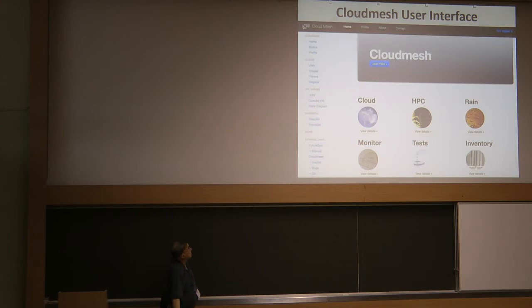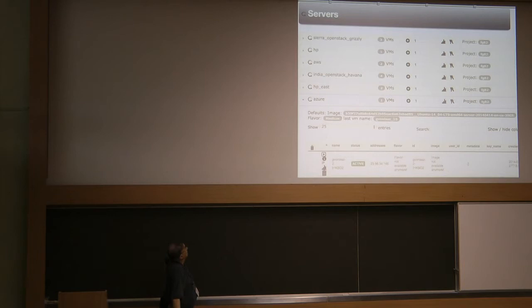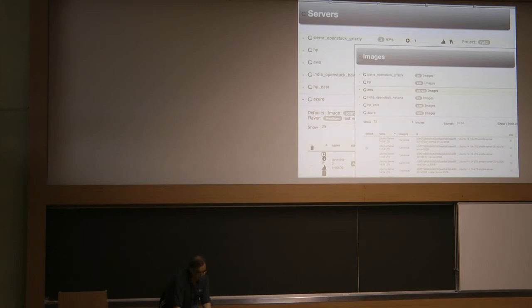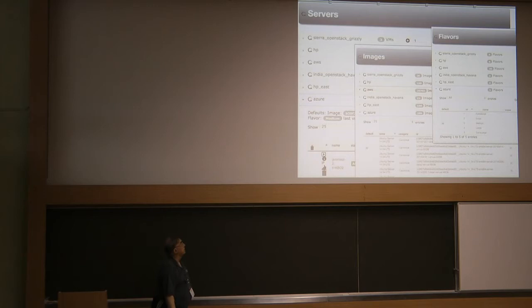All right, so here's just the user interface. Here you can see, what do we have here? We have about 6 different systems here. Sierra is a cluster at San Diego. HP must be at an HP cloud somewhere. Amazon. We have India, the FutureGrid cluster at Indiana. HP East is another HP cloud, and Azure is Azure. So this just gives you a menu from which you can choose your systems. And there we have the list of servers. Now you have the list of images. And finally, you have the list of types of images, big, little, or things like that.